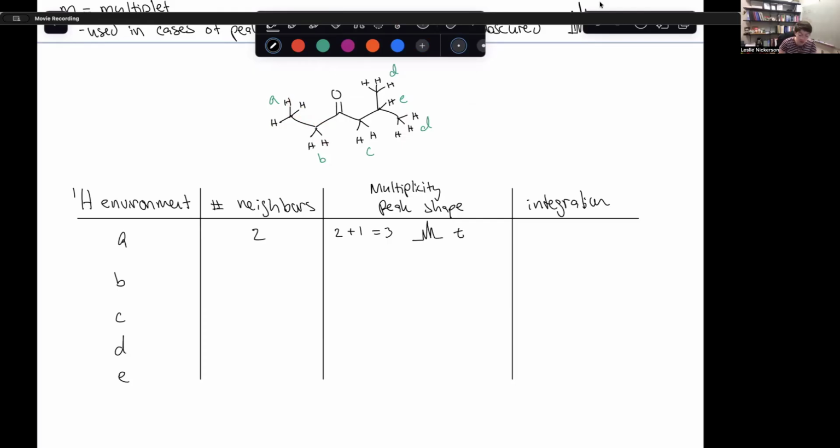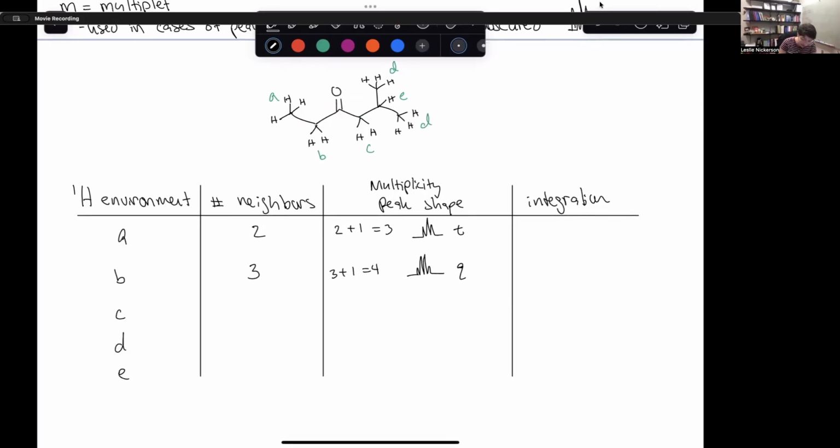Okay. For B, again, these two H's are in identical environments. They are equivalent, so they are not getting any splitting from each other, but we are getting splitting from the two carbons next to it. This carbon doesn't have any protons on it, so no splitting or no neighboring from that. But that carbon does have the 3 protons on it. So that's going to be 3 neighbors. So 3 plus 1 is going to equal 4. And that's going to be our quartet.